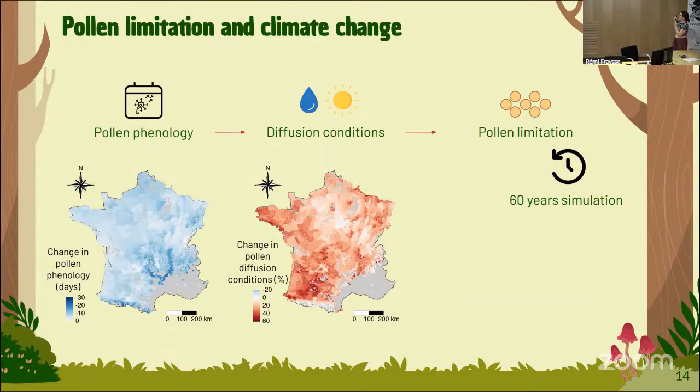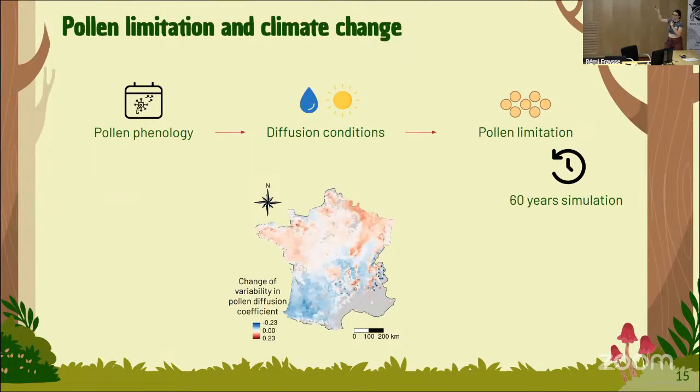Okay, but the cool result is what I told you at the very beginning of my speech: what counts for masting is that it has to be variable between years. So we looked at the variation between years in these diffusion conditions, and we saw that they have shifted very differently across France. No, sorry, in the north of France they became more and more variable, and in the south, they became more and more stable, which was cool because we expect that masting will respond differently in these two areas of France.